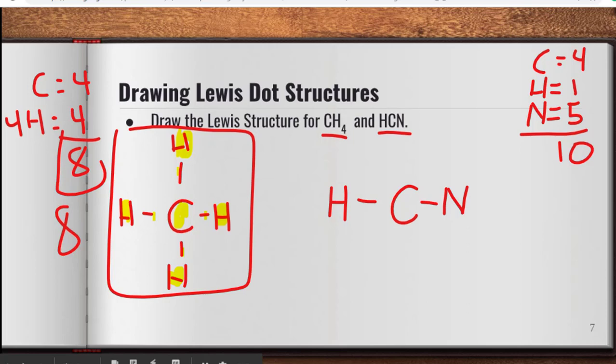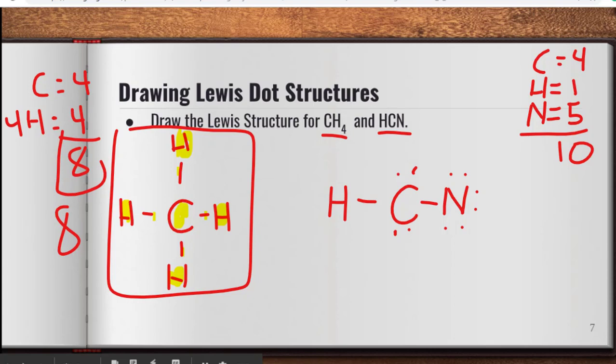Carbon has 2 single bonds attached to it. That counts for 4. So we need to add 4 electrons. There's some wonky looking electrons, aren't they? Nitrogen here only has 2. It needs to have 8. So we're going to add 1, 2, 3, 4, 5, 6. So now it has 8 in its outer shell.